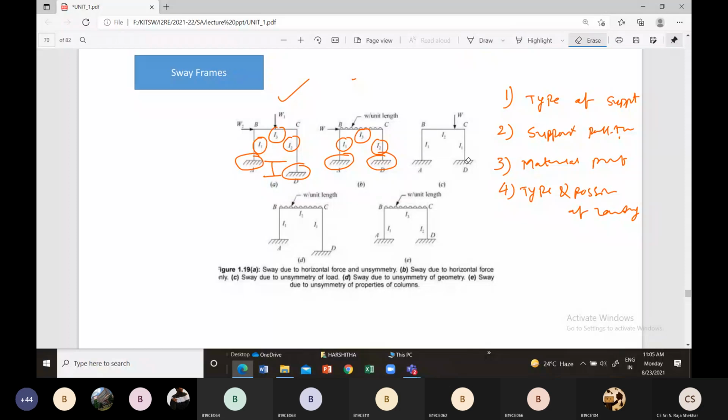Next, this is an eccentric load. For eccentric load, sway is possible. Material property is also different, so eccentric load will cause sway. Next, the loading is symmetrical here, but the supports are at different levels. That will cause sway. Here the loading is symmetrical, the supports are at the same level, but the material property is different. That will cause sway. So these are the examples for the sway frames.